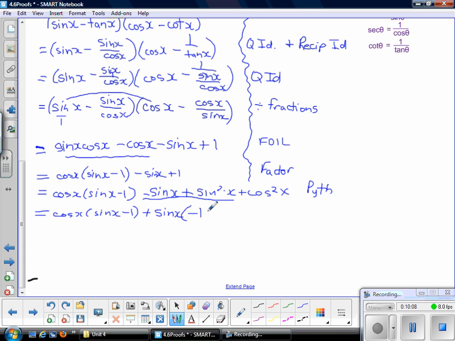-1 minus sine x squared, and just minus x plus cos squared x. And then I would stare at it and decide, what do I need to do now? Oops, better change that to an x.